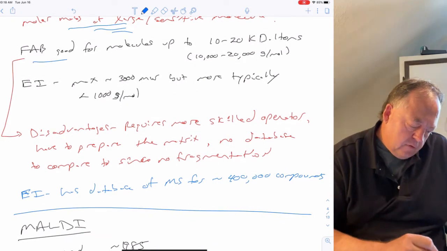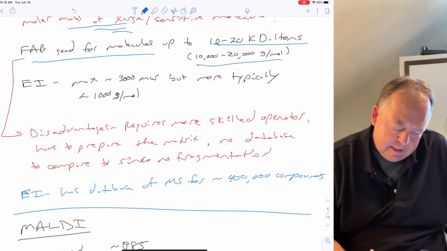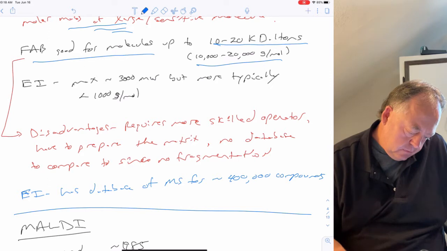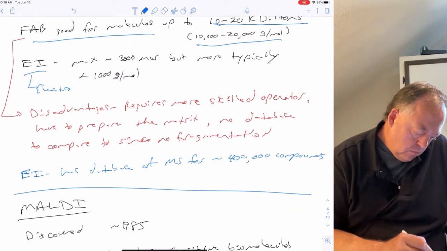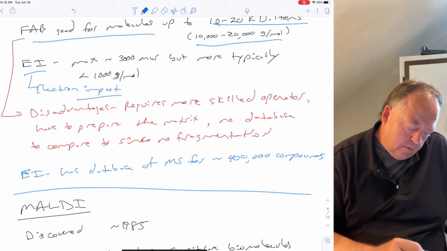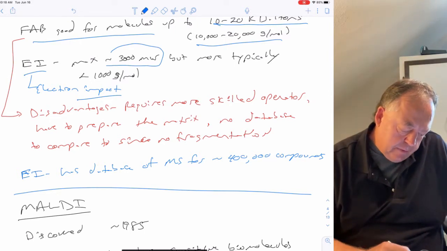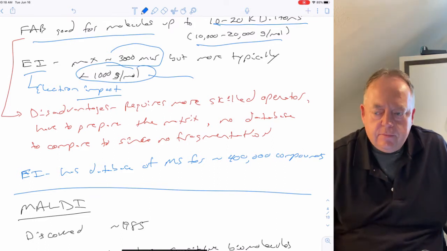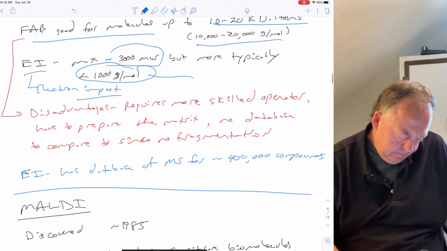So FAB is good for molecules up to a mass of about 10 to 20 kilodaltons. So that's 10 to 20,000 grams per mole, so very large molecules. Whereas electron impact is typically only good for molar masses of around 3,000 grams per mole, but typically you only use it for molecules of less than 1,000 grams per mole. So that limits you a lot in terms of the molecules that you can study.